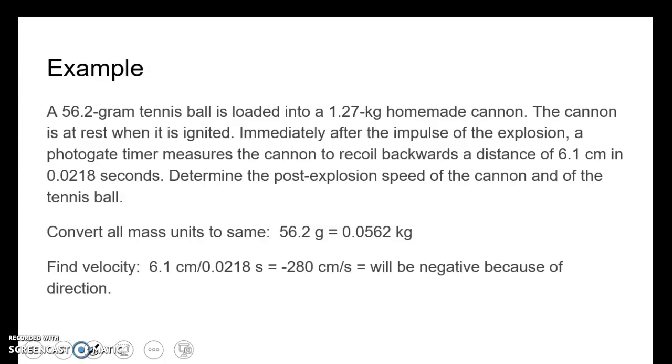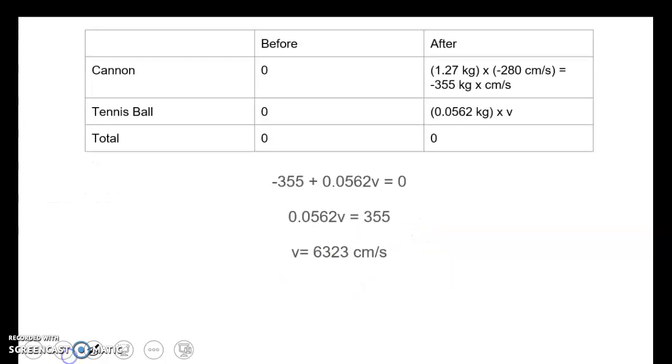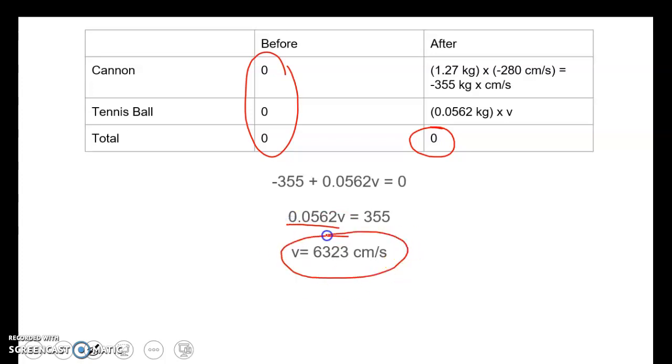After the impulse, a photogate timer measures the recoil backwards at distance and time. First thing is we put all units in kilograms. So I take the tennis ball, put it in kilograms, and I find the velocity. But since it's going in the negative direction, it'll be negative 280 centimeters per second. Punch the numbers into my chart. No momentum before, which means no momentum after. Then I add them together, make them equal to 0. And I bring the 355 over, divide by this number here, and I get a velocity of 6323 centimeters per second. And that's going to be going in the positive direction.